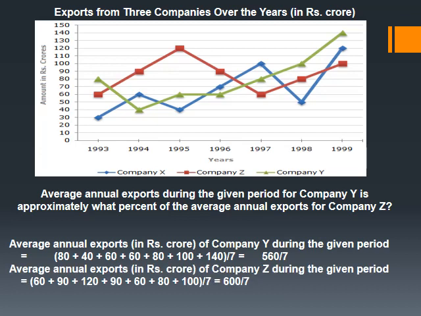Similarly, look at the chart for Z. Company Z is represented by the red line. So in 93 it made 60, 94 it made 90, 95 the number is 120. From the chart you can get it. So add all these numbers and divide by 7, that will be 600 by 7. Now what is the ratio? Y by Z times 100. So that is 560 by 7 divided by 600 by 7. So actually what happens, 560 by 600 times 100, that will be 93.33%.